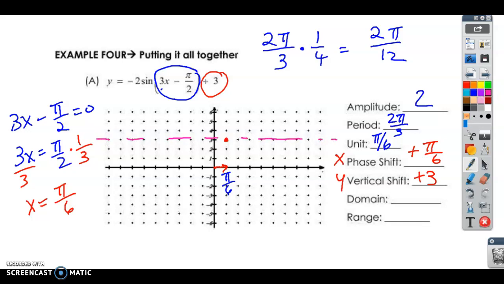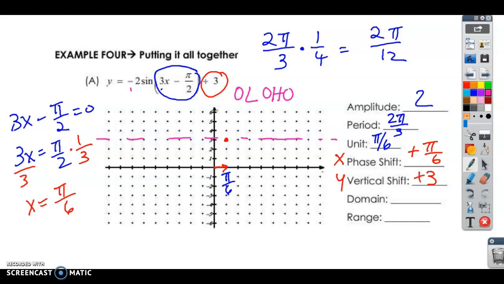Okay, so let's go ahead and start. Now this is sine, so we're going to be graphing usually high, 0, low, 0, but in this case we have a negative in front, which tells us it's going to be reflected over the x-axis. So it's going to start at 0 and go low first, not high. 0, low, 0, high, 0. Okay?